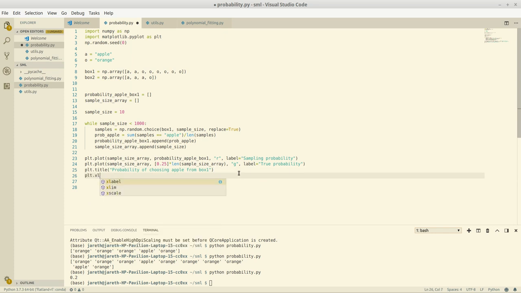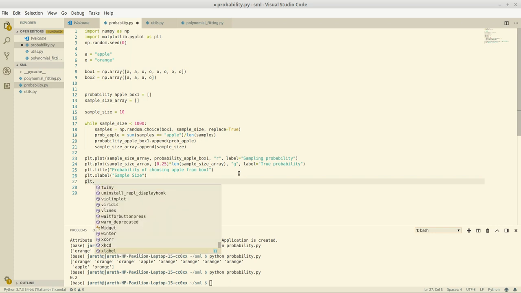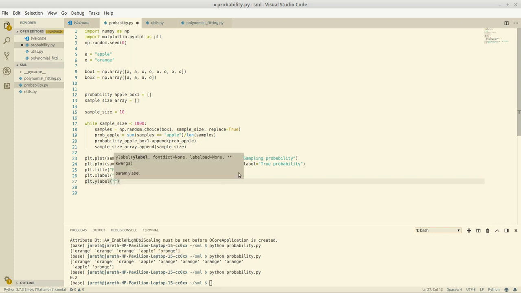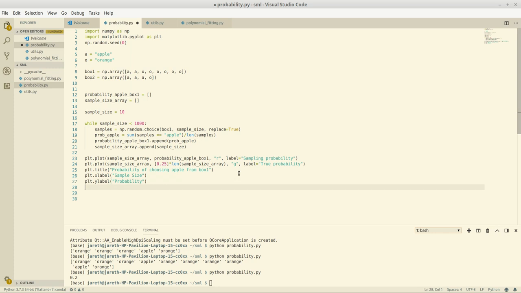So let's do x label. We're going to call this sample size. Sorry. And plt.ylabel, this is our probability. And plt.legend location, let's just set it to best. Right, and let's show our plot.